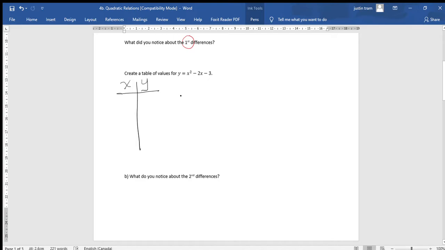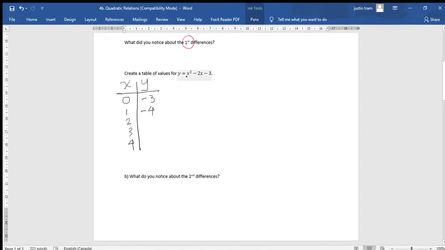But don't take my word for it. Let's check it out. So create a table of values for this, and I'm going to use 0, 1, 2, 3, 4. By substituting in these values, so 0 for x, so 0 squared is 0, minus 2 times 0 is 0, 0 minus 3, my y value would be negative 3. If I sub in 1, 1 squared is 1, 1 minus 2 times 1 is negative 1, negative 1 minus 3 is negative 4. And again, you can plug all this in your calculator. I don't expect you to do the mental math.